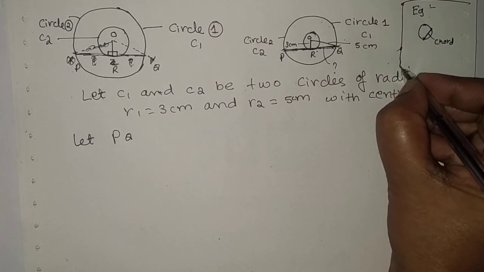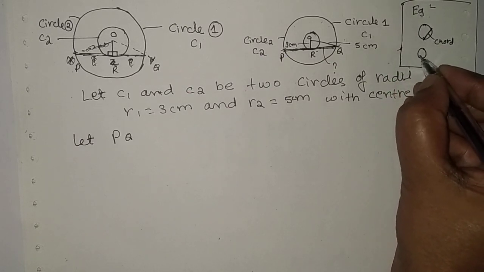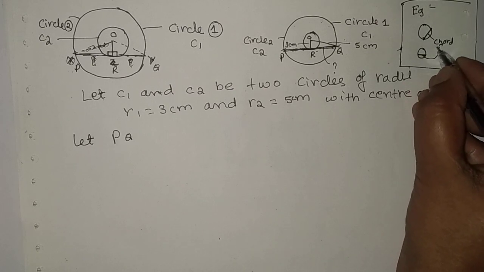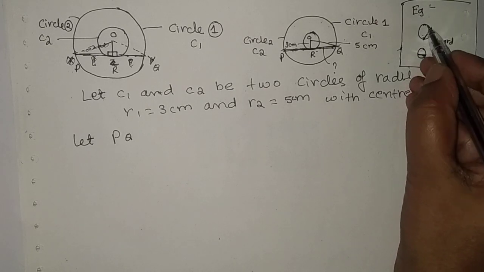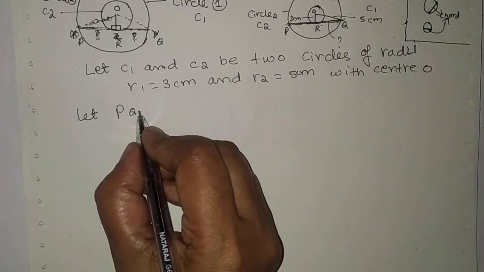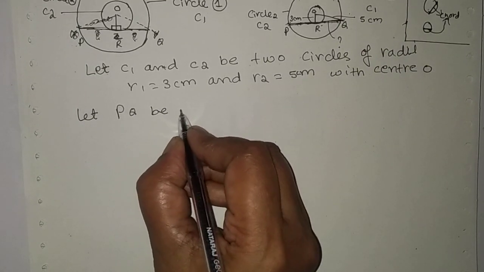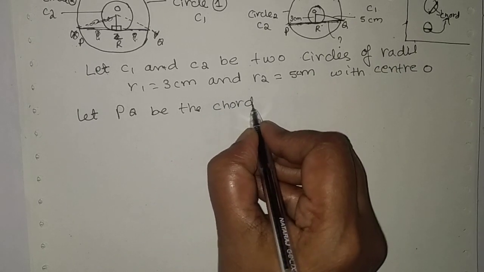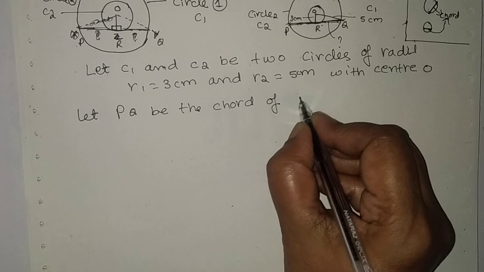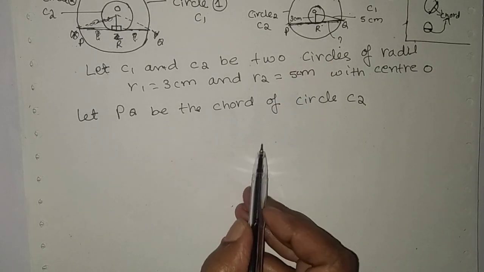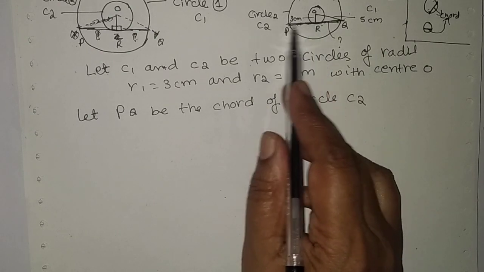Or it may be like this also, a circle, then this one, this is also called a chord. So if a line touches the two ends, or two points, of the circle, it is called a chord. So next, PQ is the chord of circle C2. So this PQ is the chord of the circle C2.